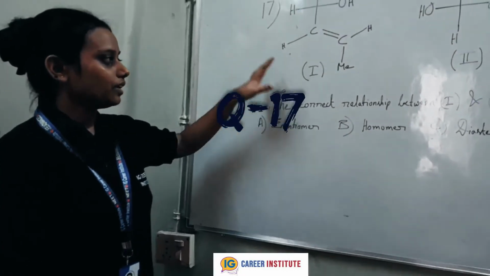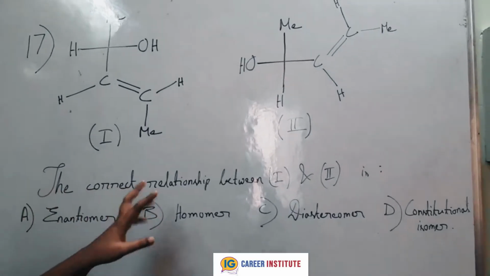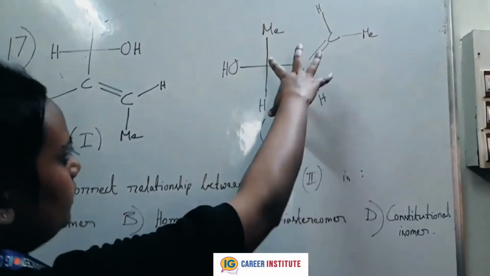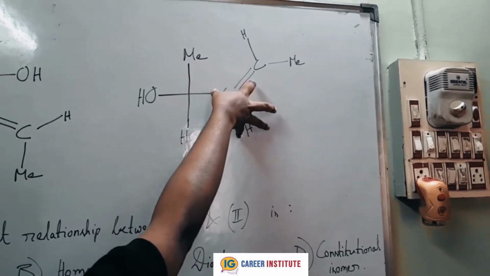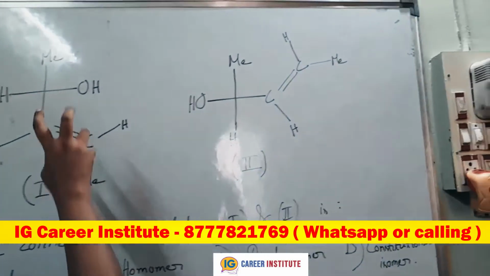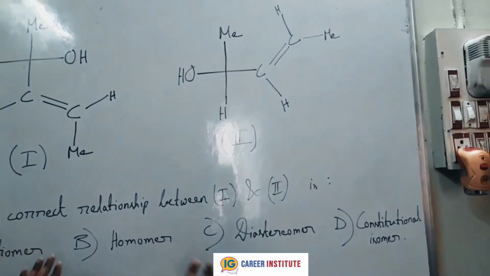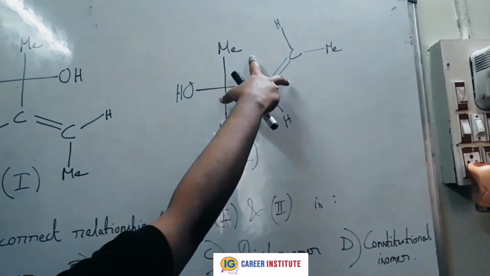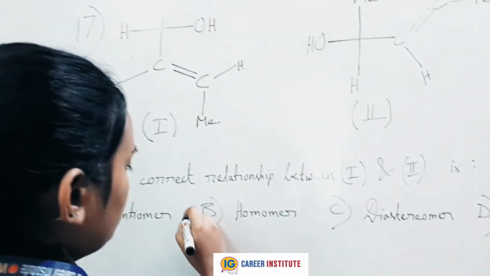So the next question is, we are given two structures and we have to predict the correct relationship between them. The two structures are given in a bit twisted, inverted way. If I rotate this molecule, we will find that these two molecules are superimposable upon each other. Now the condition for being homomers, we know, is that two structures have to be superimposable on each other. So if I rotate this molecule, we find that it is superimposable on this compound, hence B will be our correct option.